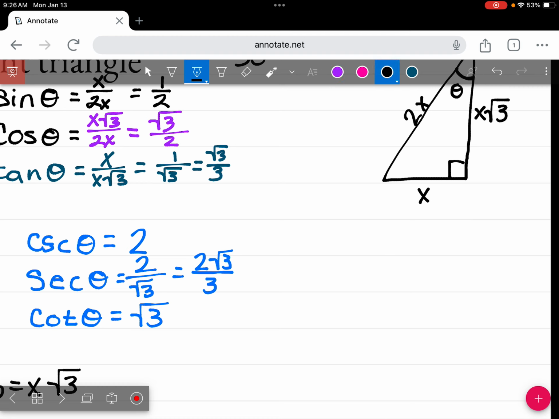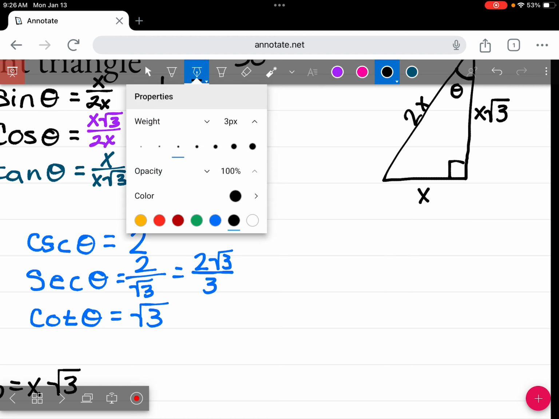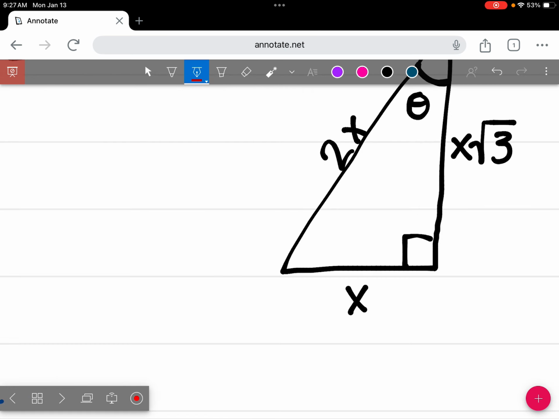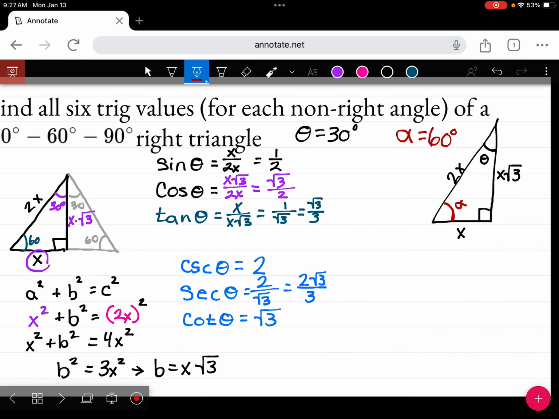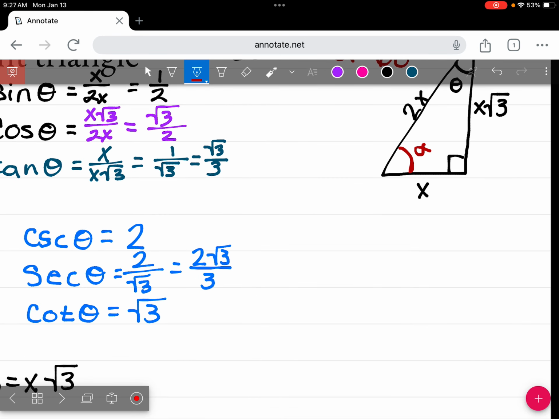Okay. So then we need to do the same thing for our 60 degree. We've called this angle our theta, so I'm going to use a different letter for this guy. I'm just going to pick alpha. So we're going to do our alpha with that 60 degree angle, and we're going to do the same vibe. We're going to do our sine, cosine, tangent, and then do our 3 reciprocal identities. So our sine of alpha, of that 60 degree angle, is going to be what?